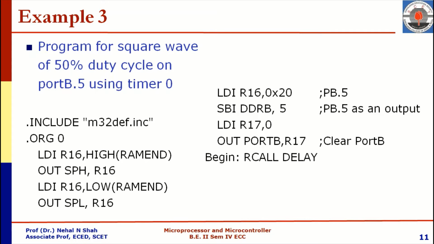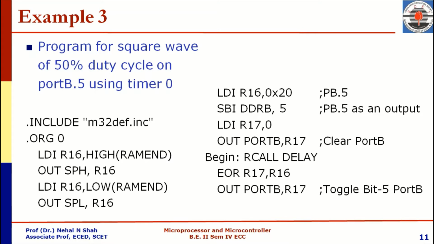Once port B is clear, now we can call our delay. From this point, delay subroutine will be called. At the end of subroutine, return instruction is mentioned. Due to that, program will come back to the point and it will execute next instruction. We have used stack pointer. Due to that, at the time of using call instruction, address of next instruction is stored onto stack and return instruction retrieves the same address back and comes back to the point from where it was called.